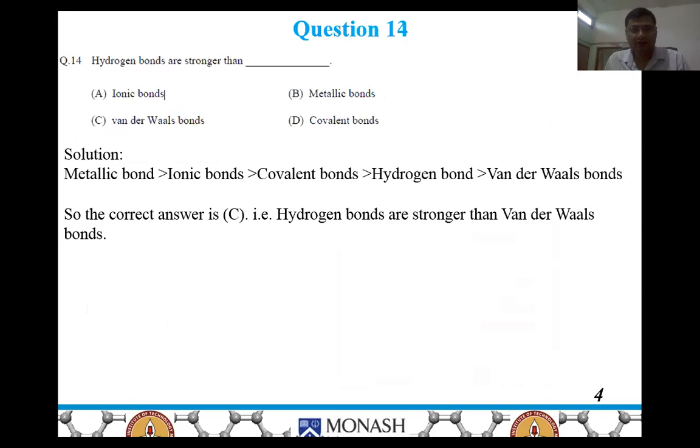Question number 14: hydrogen bonds are stronger than ionic bonds, metallic bonds, van der Waals bonds, or covalent bonds. So what is the correct answer? The correct sequence of strength of bond is metallic bond greater than ionic bond greater than covalent bond greater than hydrogen bond greater than van der Waals bond. So the correct answer is C. Hydrogen bonds are stronger than van der Waals bonds.